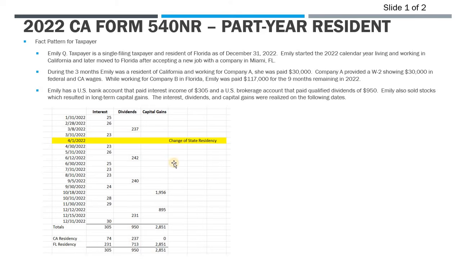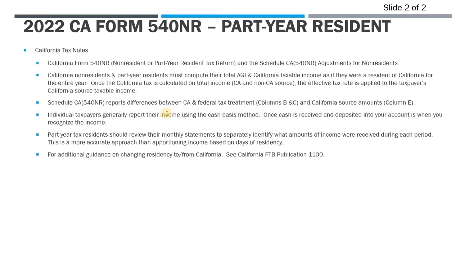And this is much more accurate than simply taking the yearly totals and just kind of apportioning them as if they were earned evenly throughout the year, because we know that's generally not always the case. All right, so next slide, let's cover some of those California notes, and then we'll start looking at the return, and we can see how we separate out some of these sourcing issues.